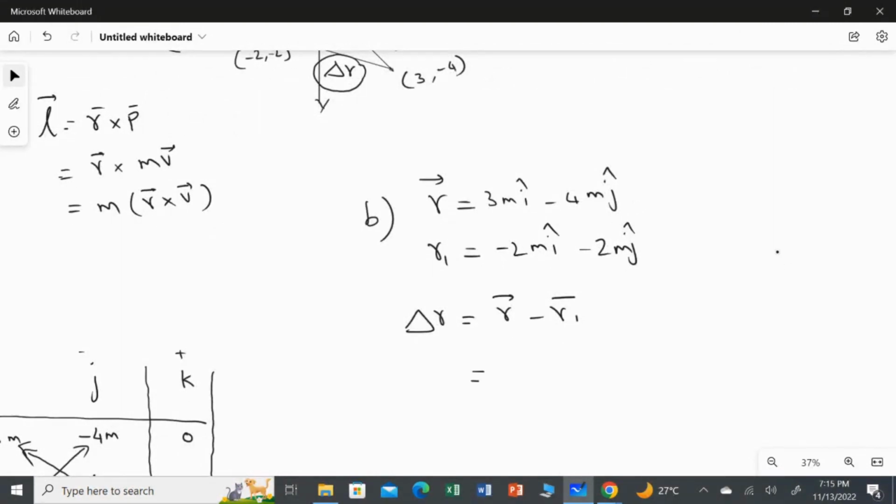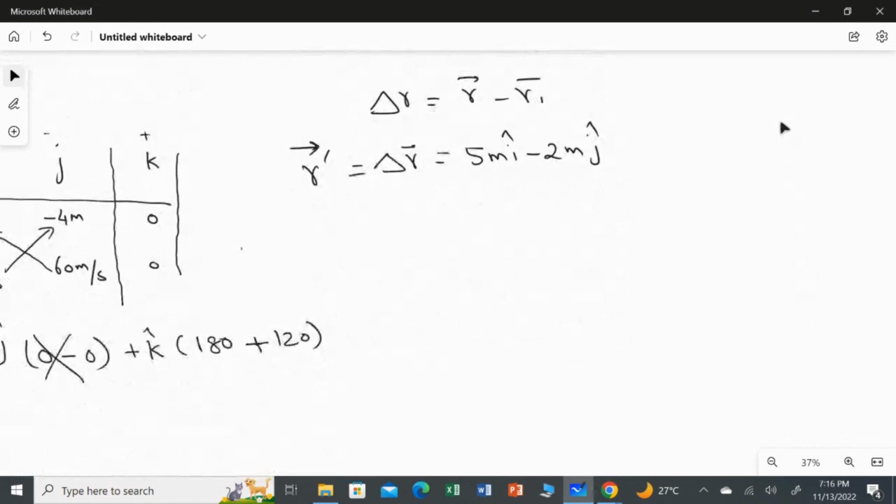So we have to deal with only i with i and j with j, what we did in chapter number 3. So 3 minus of -2, what is the value? Which is 5 meter i cap, and likewise here -4 minus of -2. So that means here you have minus, here positive term, because minus of -2 becomes +2. So by that, what you will get? -2 meter j cap. Clear? So this is the value of delta r, or we can just take this as r prime. Clear? For our easiest recognition, I'm going to take this delta r as r prime.